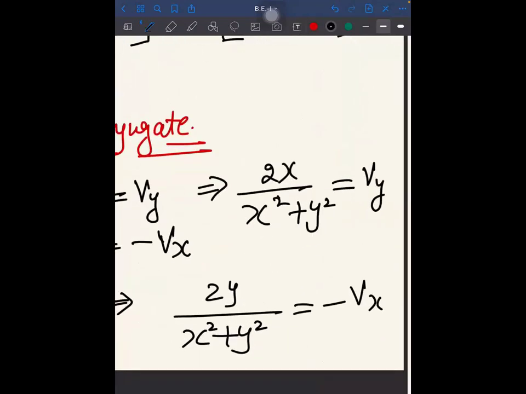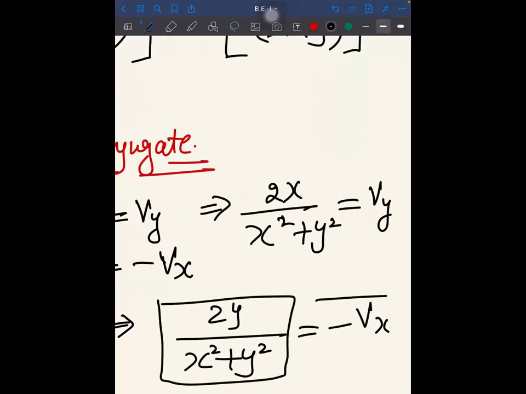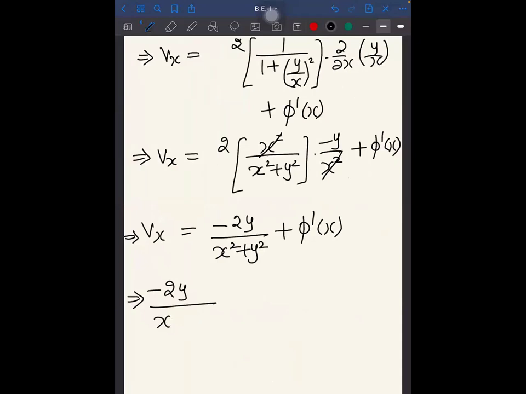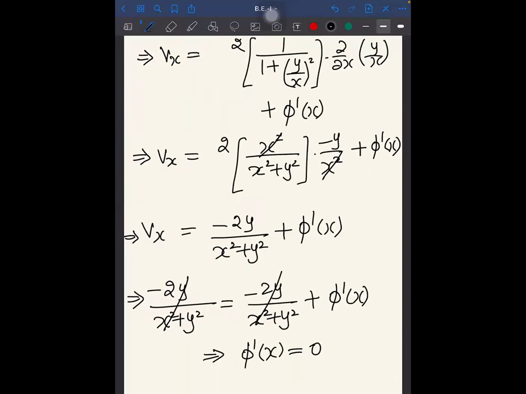Yes, your Vx was this thing with the minus, right? Yes, sir. So here substitute the value of Vx. Minus 2y upon x square plus y square is equal to minus 2y upon x square plus y square plus phi dash x. So this will get cancelled. So your phi dash x would be what? 0, right? You're with me? Yes, sir. Okay. So then your phi x would be what? Of course, c.